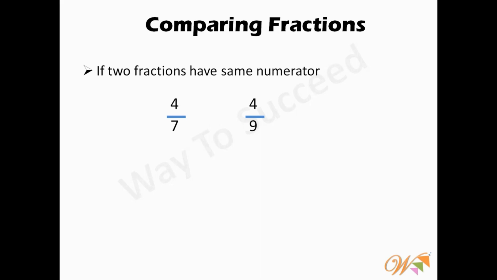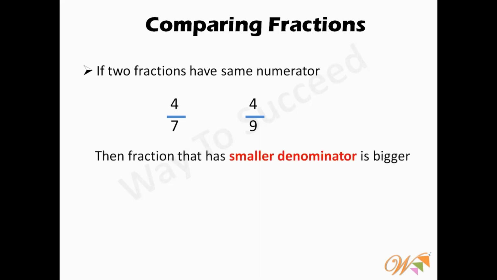So remember, if the denominators are not same, but numerators are same, then the one that has the smaller denominator is the bigger fraction. This person gave us 4 even when he had 7 and this person gave us 4 even when he had 9. Correct? So this is just another way to understand it. Otherwise, yes, 4 by 7 is bigger than 4 by 9. So the smaller denominator one is bigger if the numerators are same.